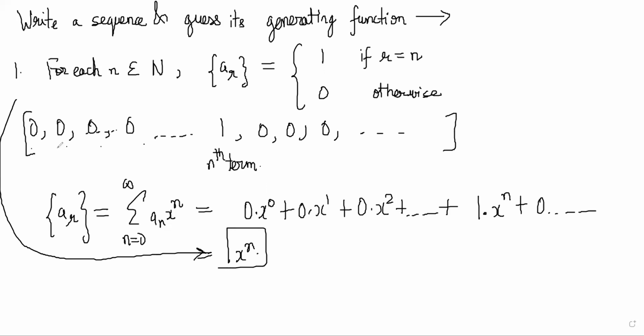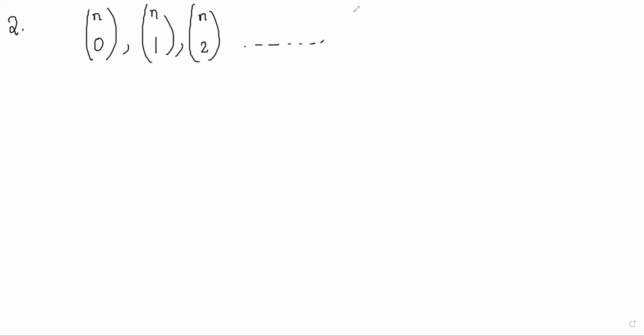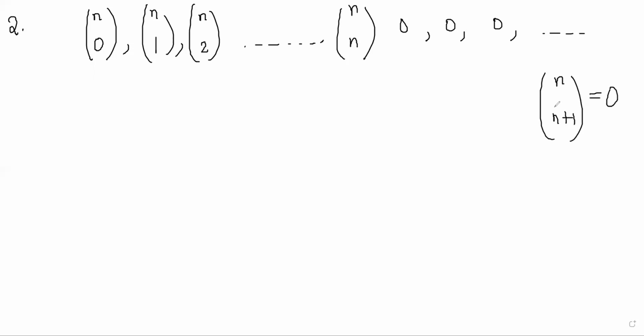Let's do another example. Suppose you have the sequence nC0, nC1, nC2. This is my sequence of numbers, right? Correct. nCn is the last one, and after that you have 0, 0, 0, and so on. Because nC(n+1) is by definition equal to 0. You cannot choose n plus 1 things out of n things, right?